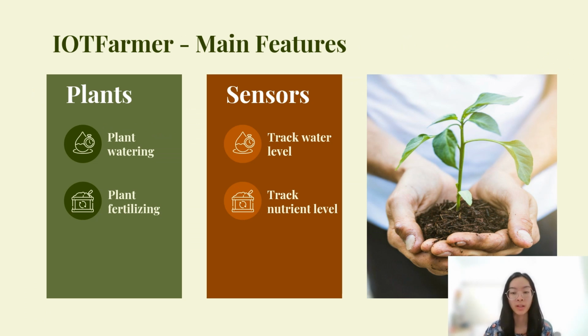Hi, I'm Coco, and now I'll be talking about the main features of our system. To ensure efficient plant growth, it is important to keep track of plant water levels and nutrient levels whenever we water our plants or fertilize them. Hence, there are sensors to track the water level and nutrient level of the plants in our hydroponic system.